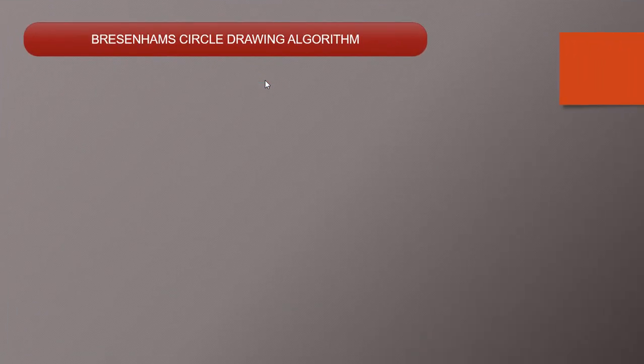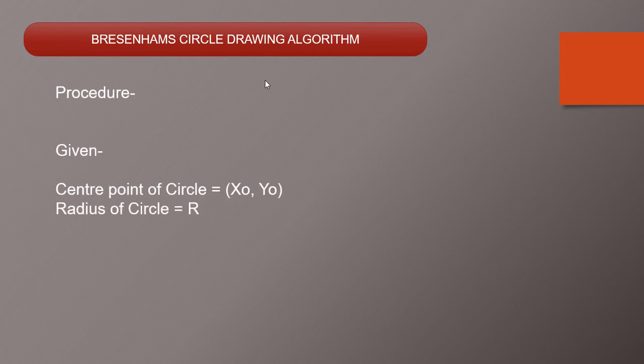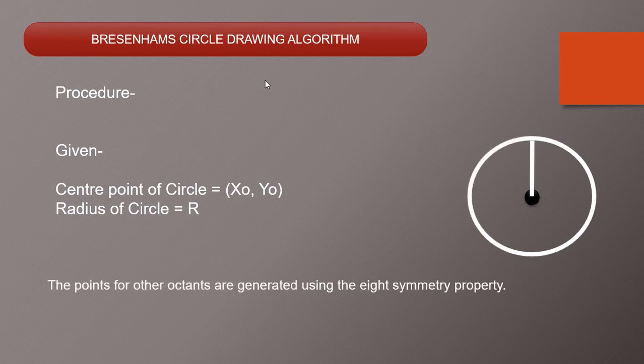Now we are going to see the Bresenham circle drawing algorithm, in which the procedure comes with the given input. It has the center of the circle with coordinates x0, y0 and the radius of the circle r. So this is the center of the circle, this is the radius of the circle, and the points for the other octants are generated using the 8-way symmetry property.